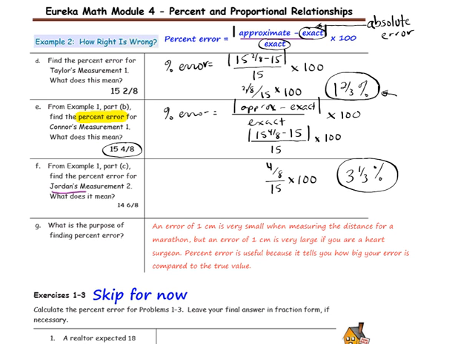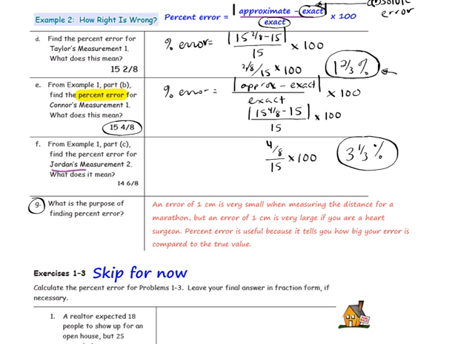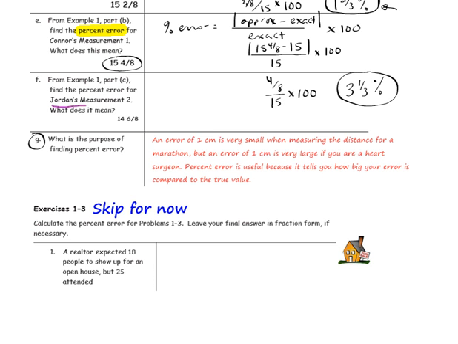Okay, so we're going to go on to question G here. What is the purpose of finding the percent error? So just think about this. An error of 1 centimeter is very small when measuring the distance of a marathon, which is 26 miles. But an error of 1 centimeter is very large if you are a heart surgeon. So percent error is useful because it tells you how big your error is compared to the true value. And it gives you a more accurate number to tell you how close you were to the right answer.